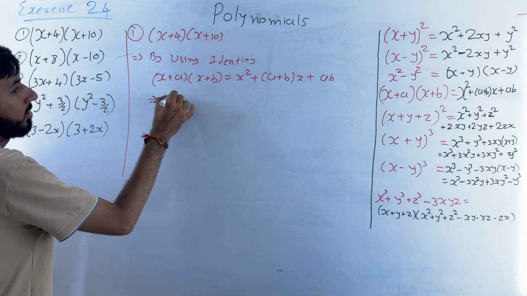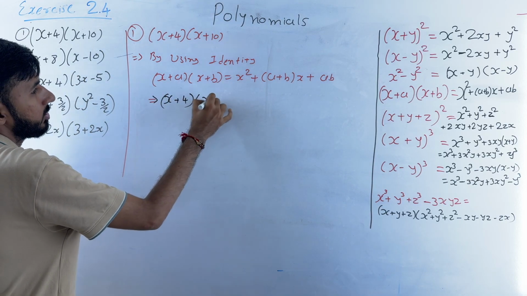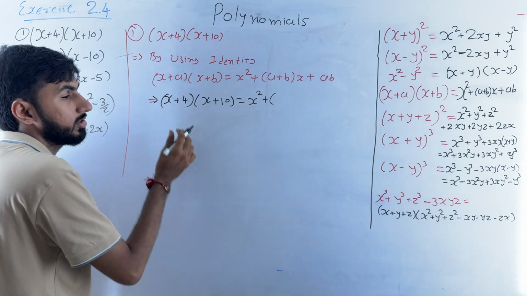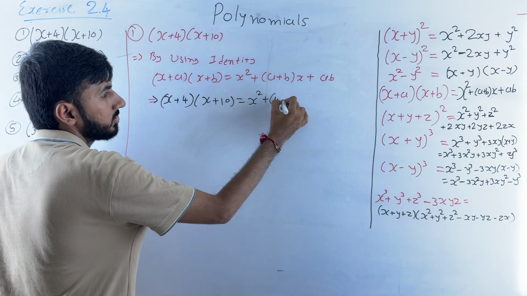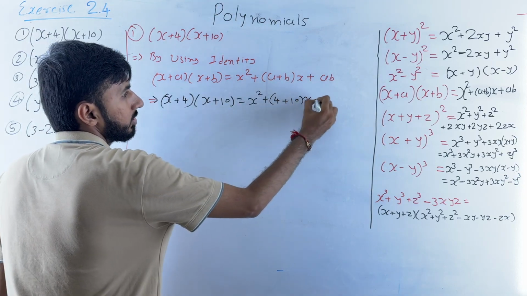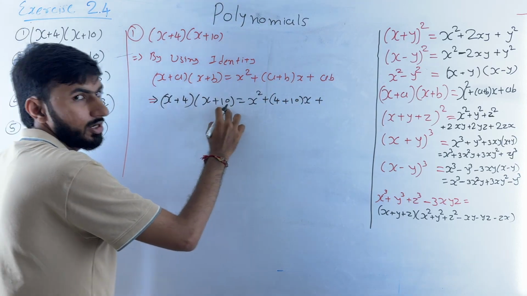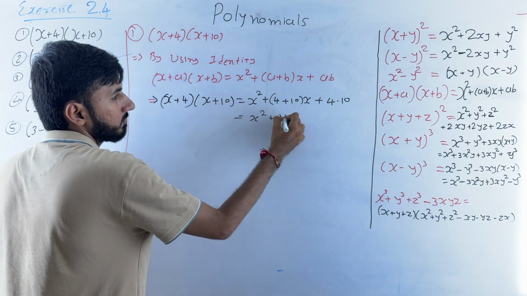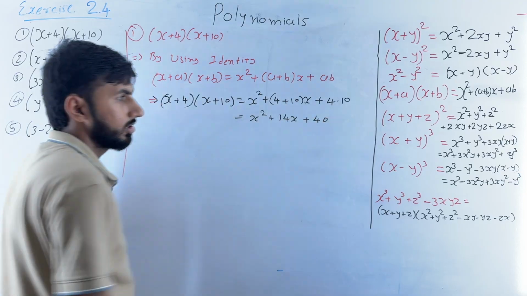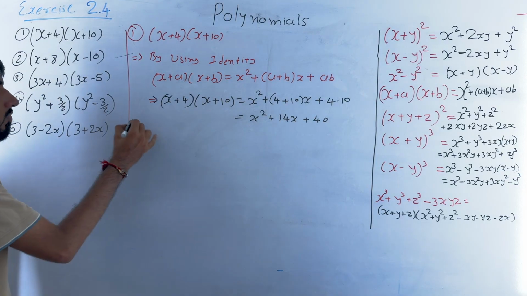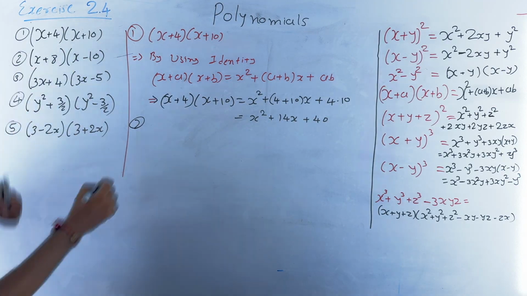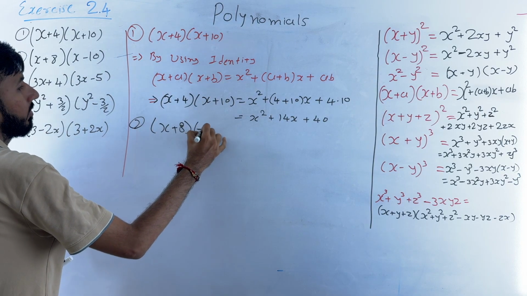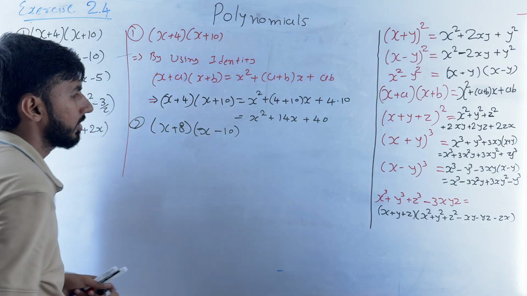We can write there x plus 4 multiply x plus 10 is equal to, I have to write x square here, a plus b, that means 4 plus 10 for this question, multiply x plus a into b, that means 4 multiply 10 here. So my answer will be x square plus 14x plus 40. That's simple, right? Now we are going to do the second one, that is x plus 8 multiply x minus 10, right?